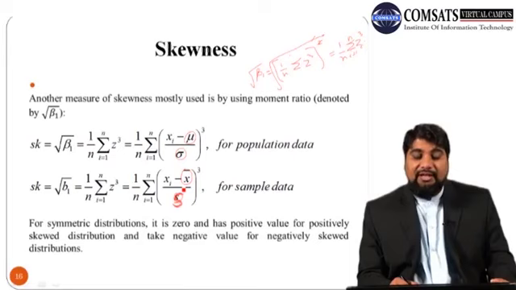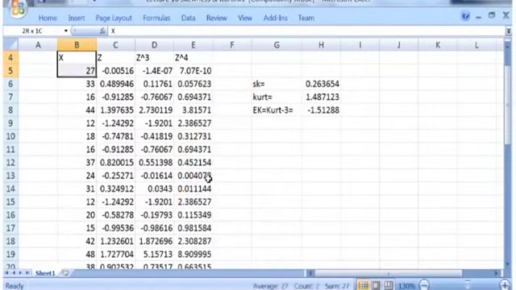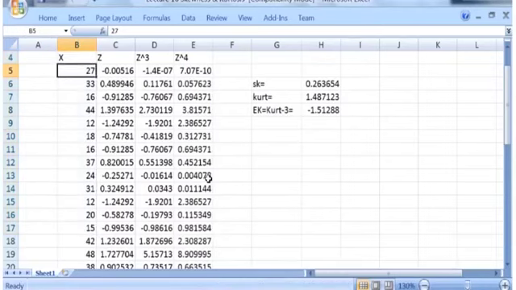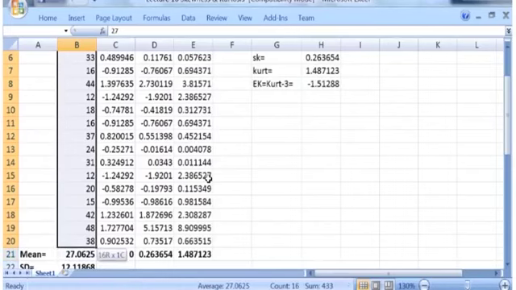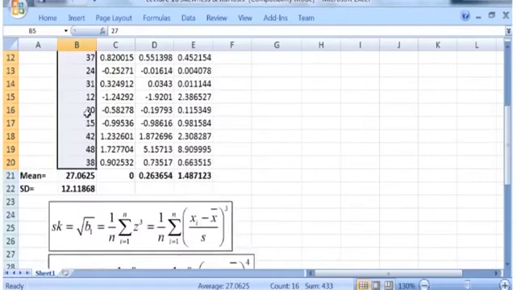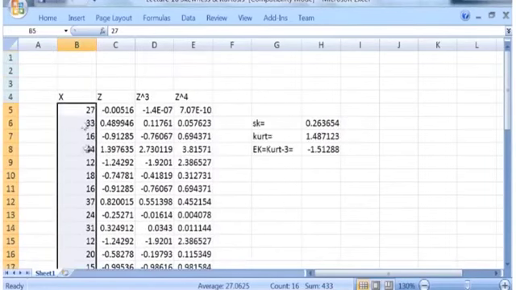So before moving ahead, I am going to use this formula to calculate skewness using Microsoft Excel. So here is the data in Microsoft Excel. I have just taken hypothetical data. I have labeled this data as X, and it contains 16 observations. The first observation is 27, next 33, and it goes up to 38.